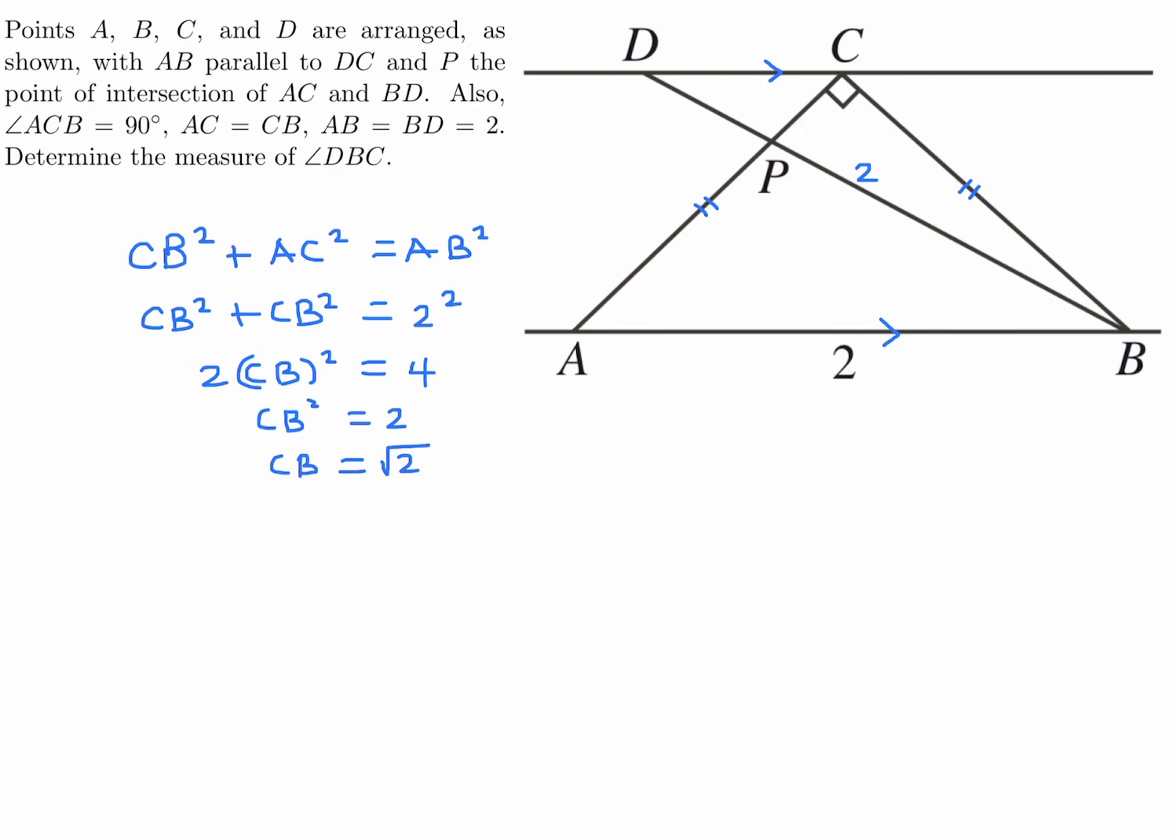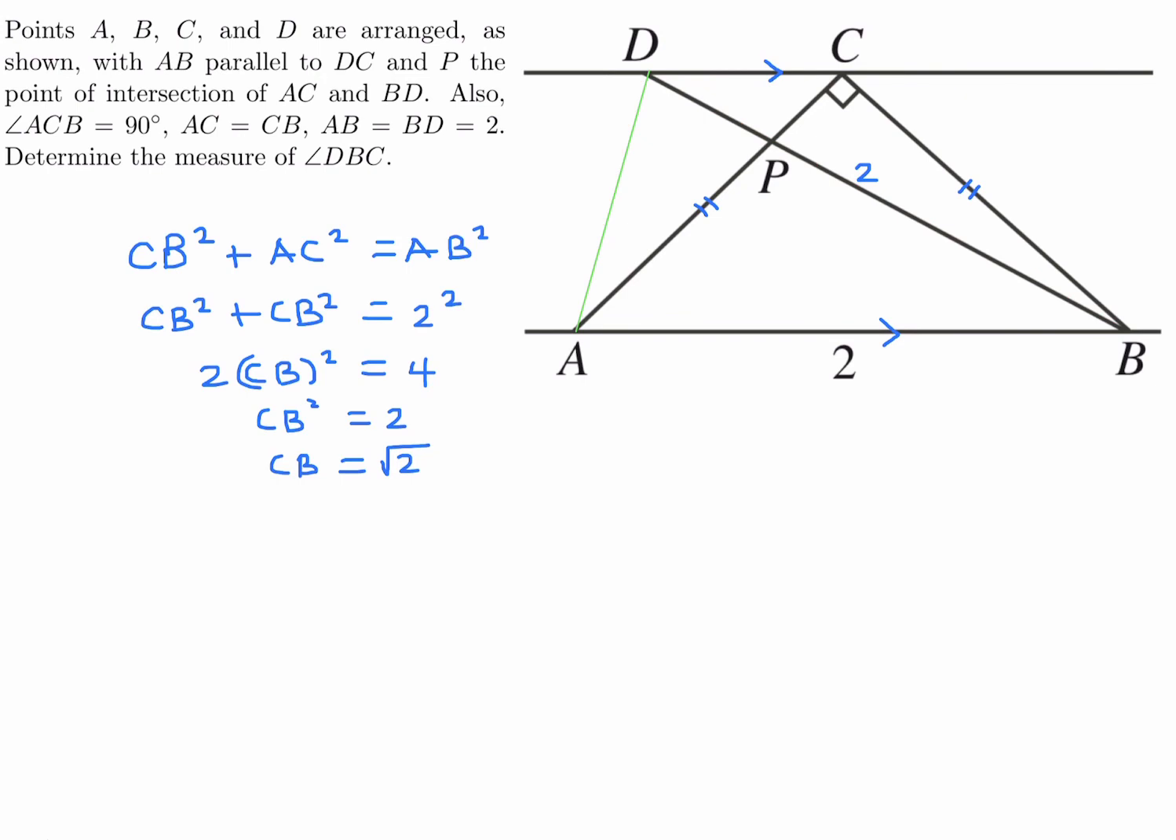Now, the next part involves a little bit of interpretation. The first thing I'm going to do is connect D to A, like that. And then I want you to look at two triangles. The first one is this one right here, ABC. And the next one is this one right here, ABD. Those two triangles have the same area.